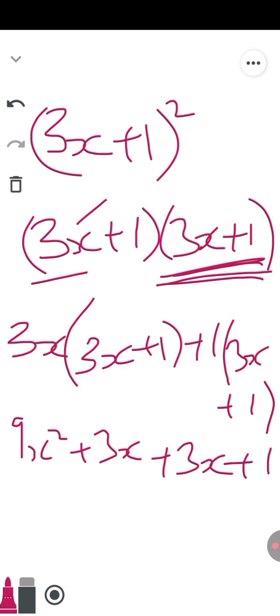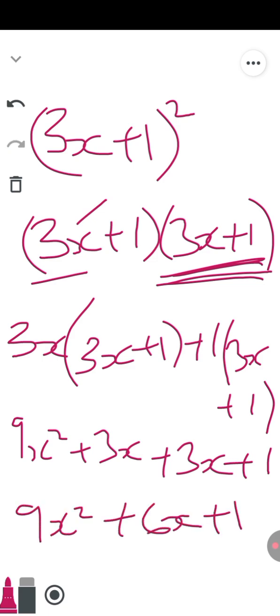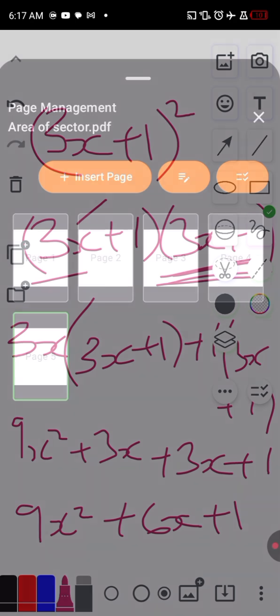We'll do another example on that. So now let's simplify. These are like terms. So that'll be 9x squared plus 6x plus 1. So that's it. You have simplified it. You have opened the bracket. Let's do another one.